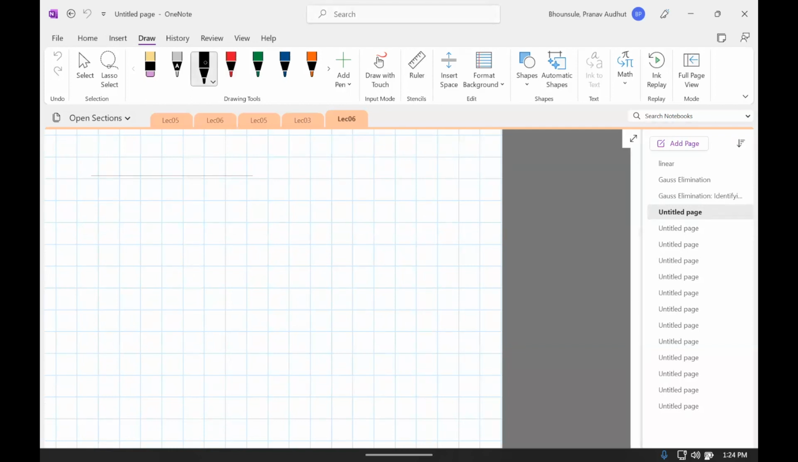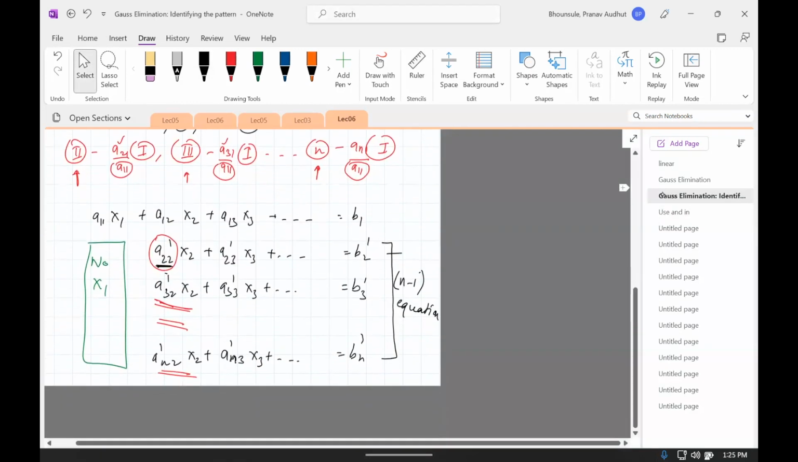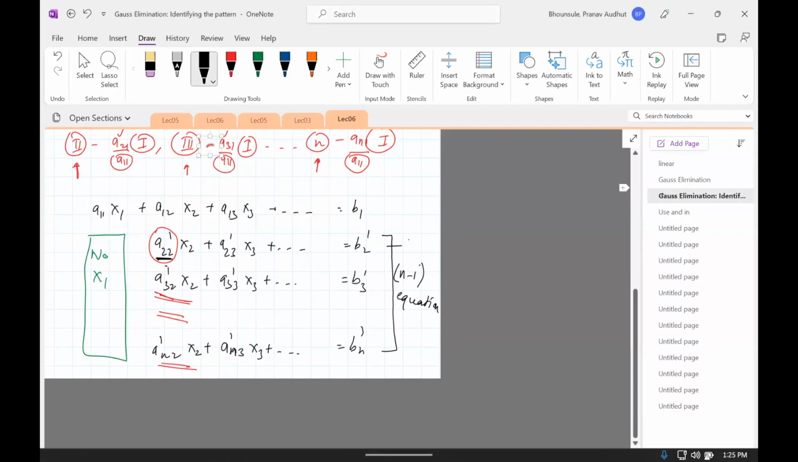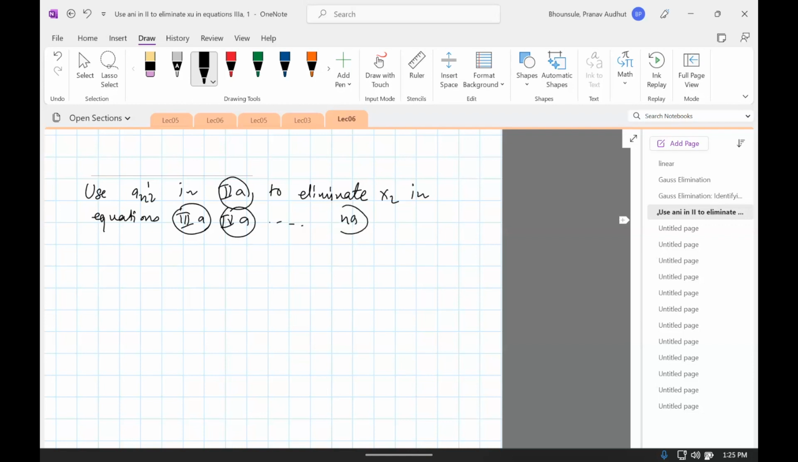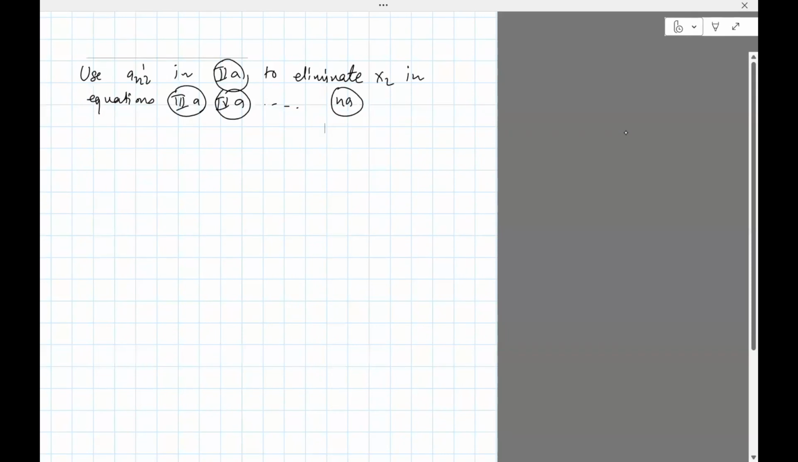So use an2 prime, let's just give it a name, let's call it 2a, 3a, so on till na, to eliminate x2 in equations 3a, 4a, so on till na. And so I just write one more step, and then I think we'll get the idea.